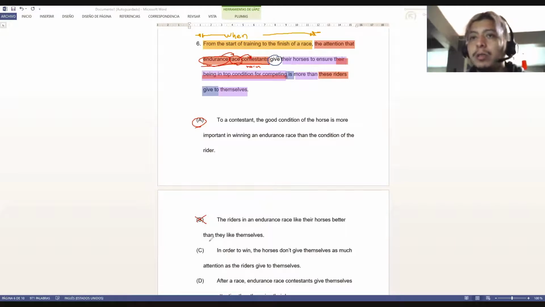In order to win, with the purpose of winning, the horses don't give themselves as much attention as the riders give to themselves. This doesn't make sense. The horses, in this case, are the receiver of the action. The horses receive attention. The horses don't give attention. No. The horses are never the doer. They never give attention. They never not give attention. So this is just not true.